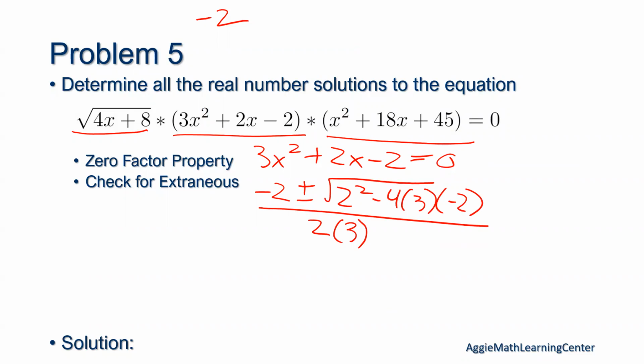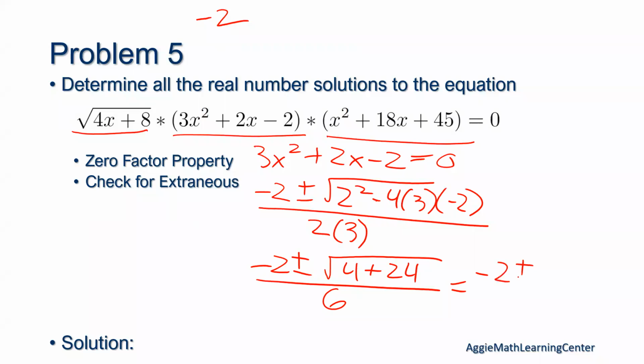Okay, so now we're going to simplify under the square root. 2 squared is 4, and then 4 times 3 times -2 is -24. But we're subtracting it. Subtracting a negative number means it's going to be positive 24. 4 plus 24. And then 2 times 3 is 6. Okay. And you don't need to simplify your answers. Fun fact for the CBE, even if it says to simplify, it'll take anything that is still the correct answer. So these are 2 other real number solutions that you would be putting in as your answer.